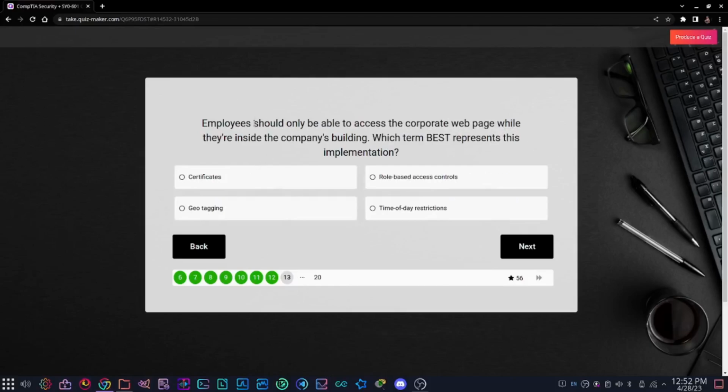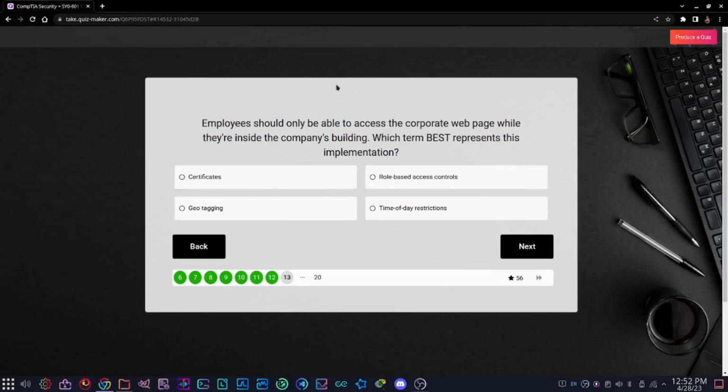Alright, question 13. Employees should only be able to access the corporate webpage while they're inside the company's building. Which term best represents this implementation? So we have certificates, role-based access controls, geotagging, and time of day restrictions.